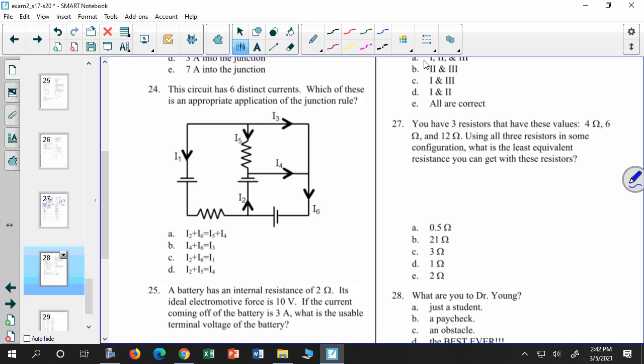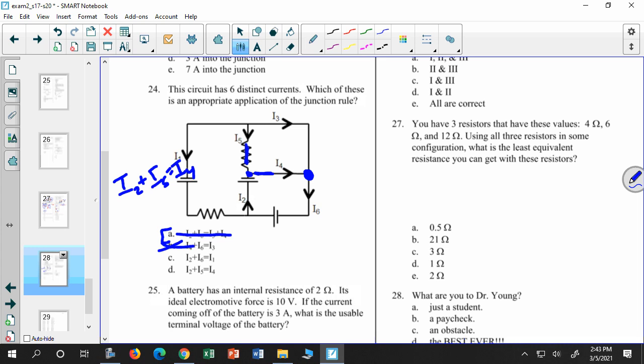So what I'm looking for is which equation is correct. So I just go through one by one. I2 plus I6 equals I5 plus I4. All right, I5 and I4 are right here and here. So I have I5 coming in, I2 coming in. The way this should read is I2 plus I5 equals I4. So that's not correct. I4 plus I6 equals I3. That's this junction right here. It should read I4 plus I3 equals I6. Not correct. I'm doing the incoming currents equal the outgoing currents.